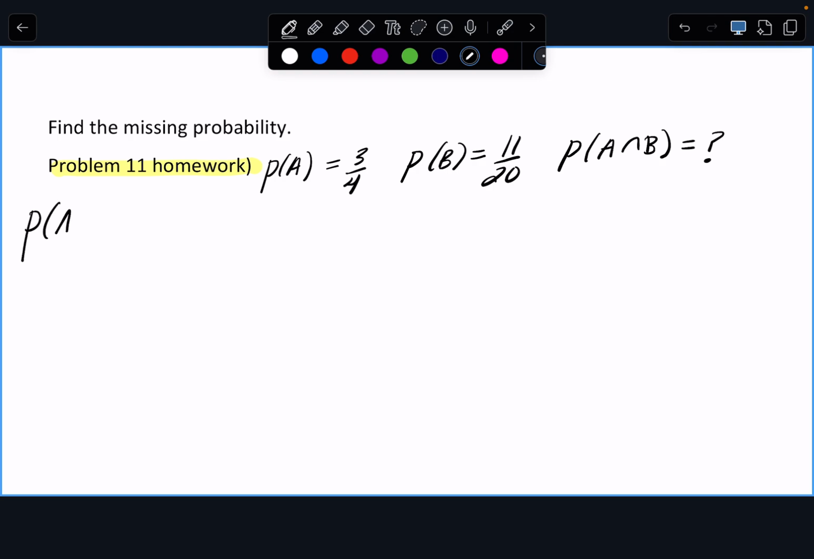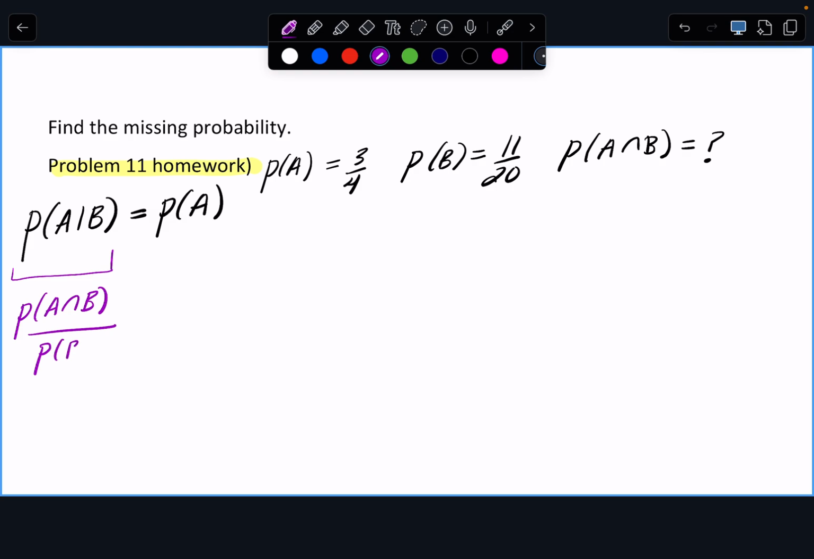The probability of A given B equals probability of A. We know that for a fact since these are independent. Then we might need instead the more detailed formula. I always write them both in case, because sometimes you'll actually need both formulas and sometimes you'll only need one or the other.